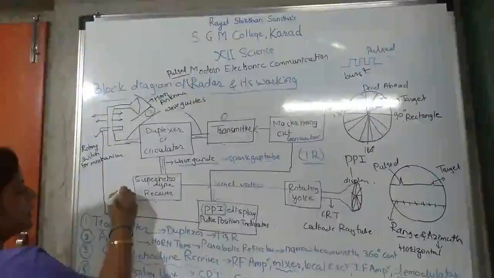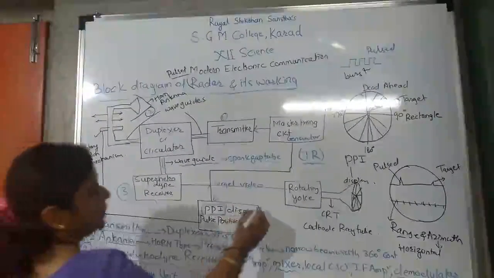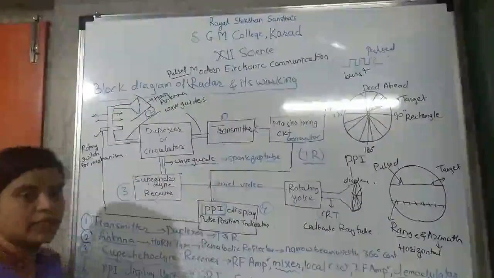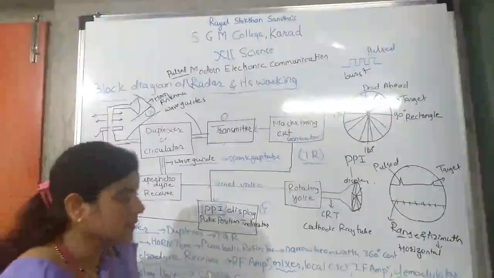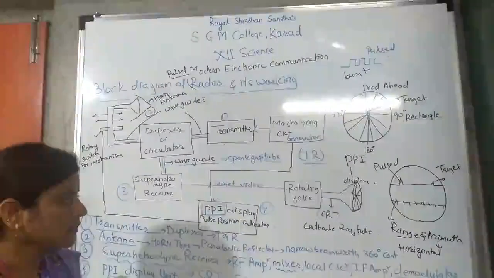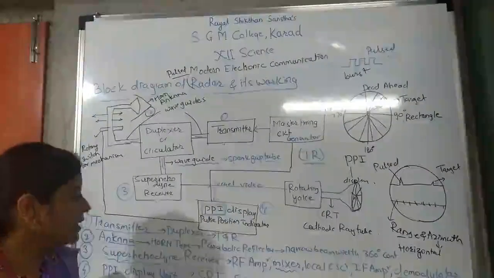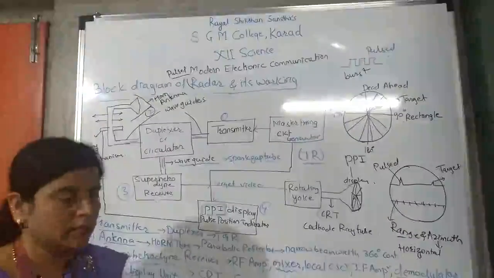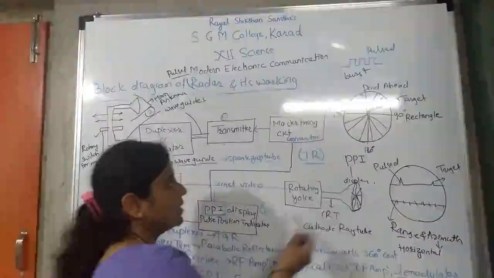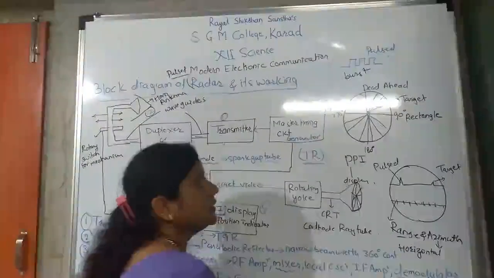And third is the superheterodyne receiver, and fourth is our main display. Which type of display is used here? That is the PPI, plan position indicator or pulse position indicator. The separate diagram of the pulse position display is here.